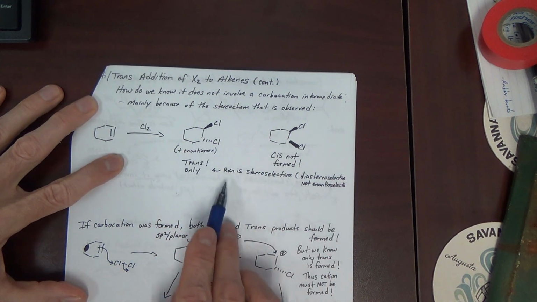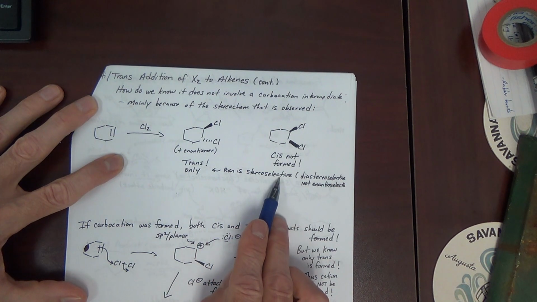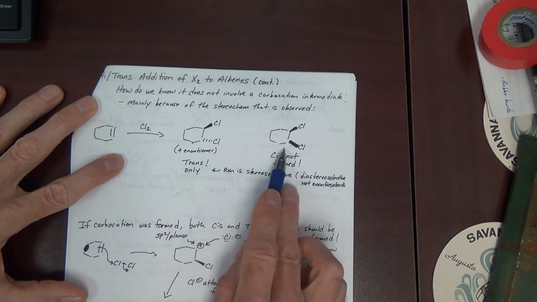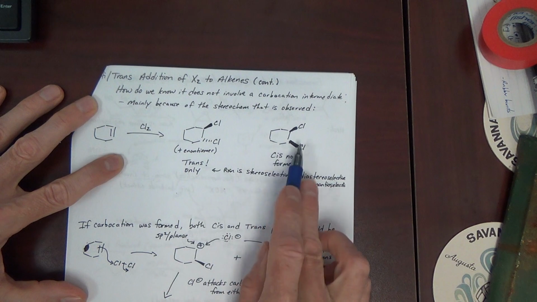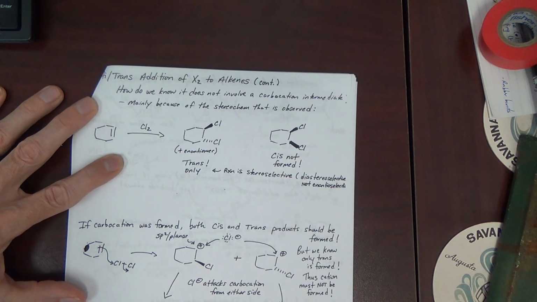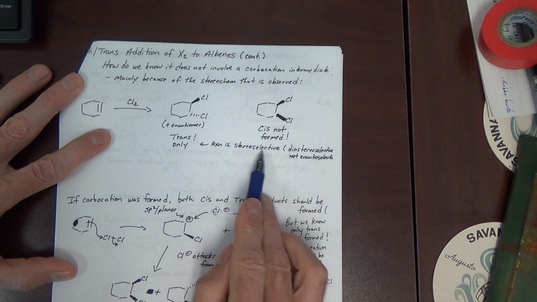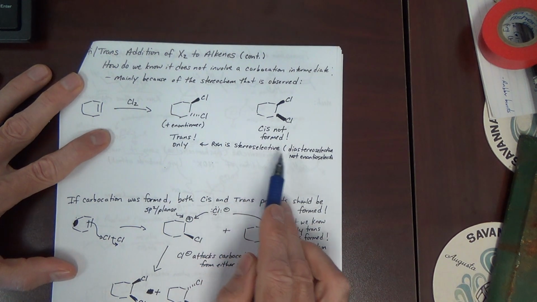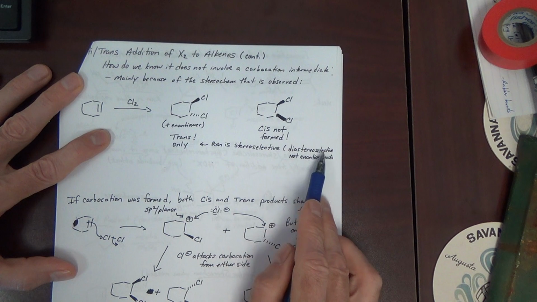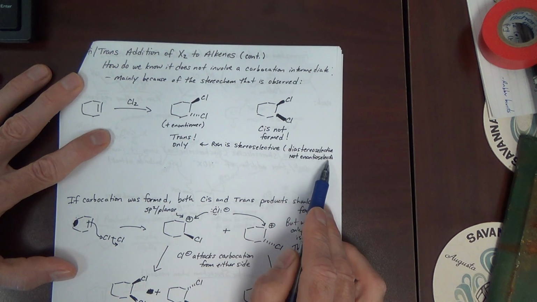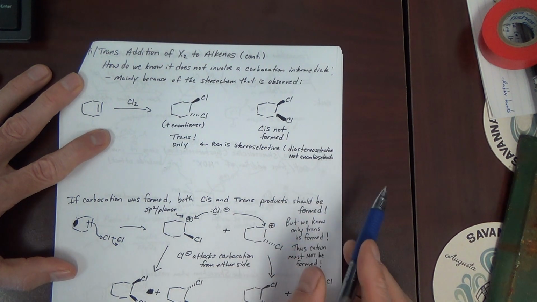Now, because of that, we say that the reaction is stereoselective. Okay, we get this stereoisomer and not this stereoisomer. But we have to be careful. That's a generic term. Later on, we'll talk about diastereoselective versus enantioselective. Okay?